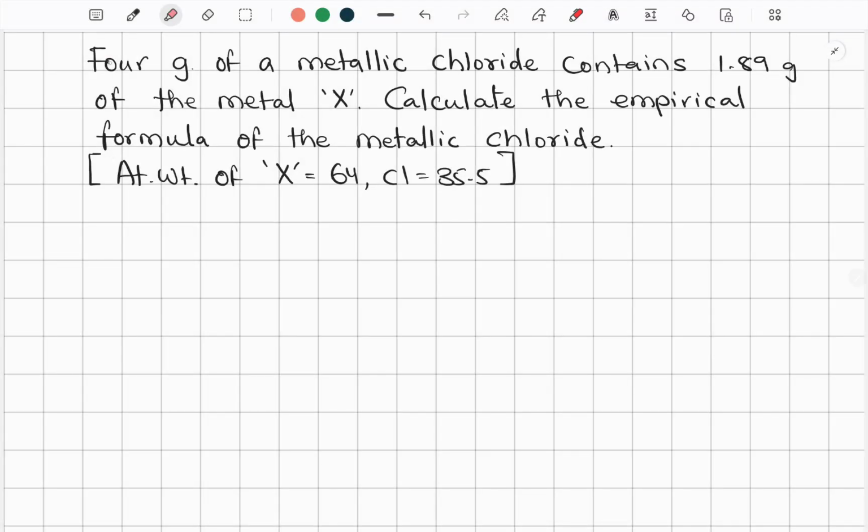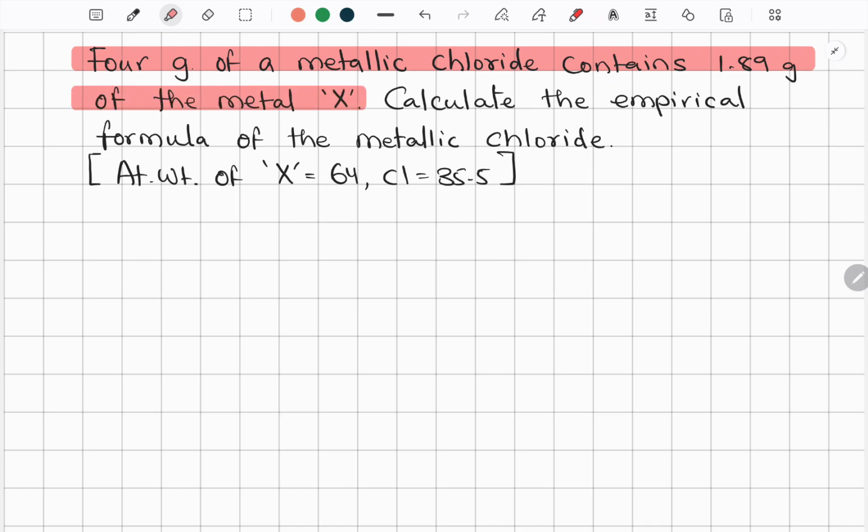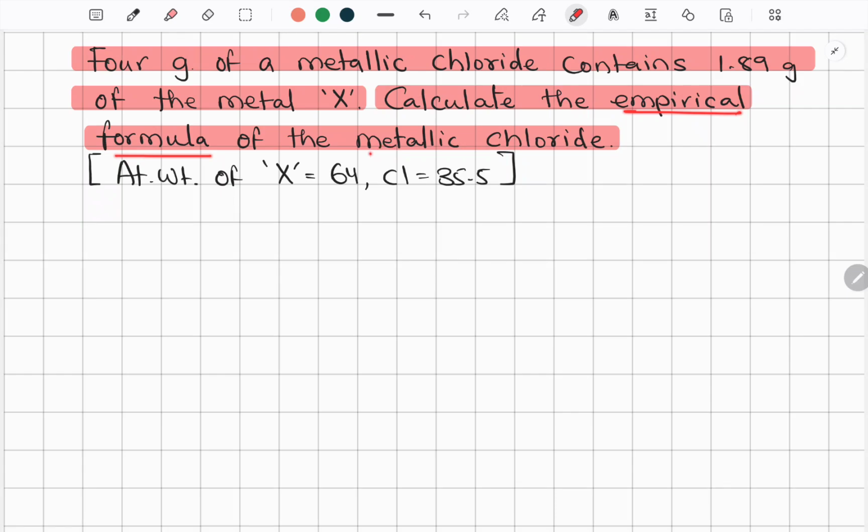Okay, so let's try to solve this question. It has been asked that 4 gram of metallic chloride contains 1.89 gram of the metal X, and we have to calculate the empirical formula of the metallic chloride. The atomic weights of the metal and the chlorine are given, which are 64 and 35.5 respectively.